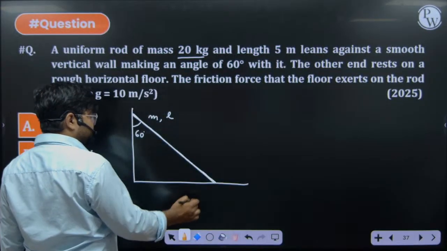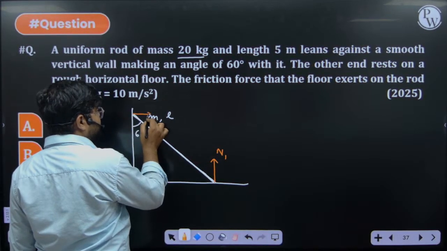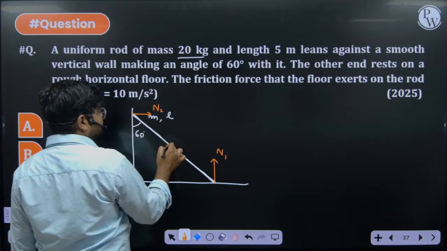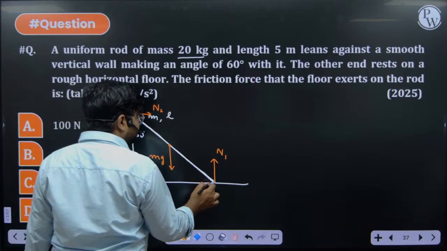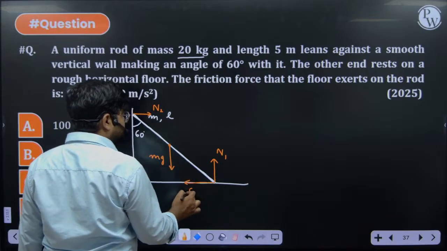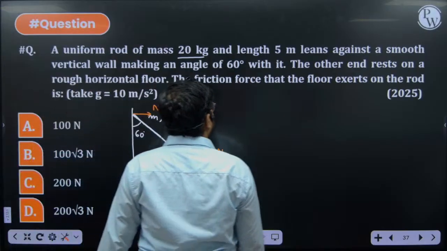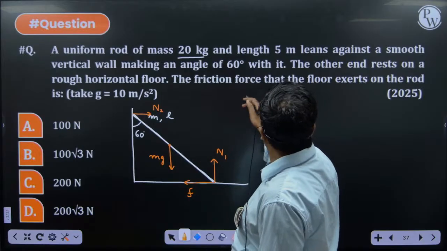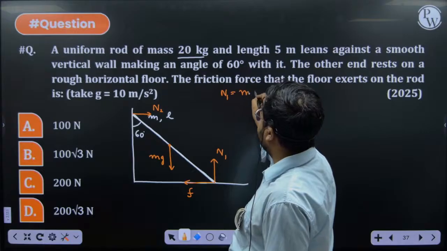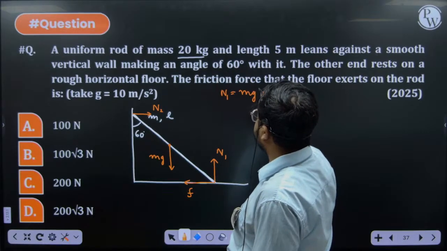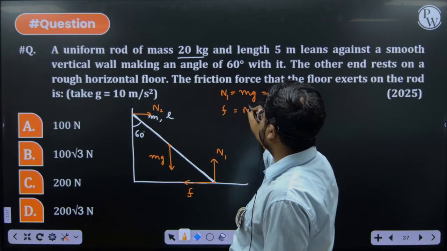So let us draw the forces. First of all, a normal reaction from here, a normal reaction from here, mg from the center of the rod, and frictional force this side to prevent it from slipping. It is in equilibrium, so I can say N1 is simply equal to mg equals m is 20, so g 10, 200, whereas friction is equal to N2.